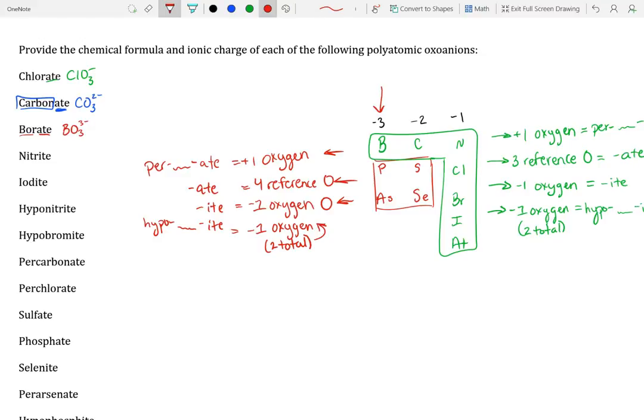Okay, so let's look at nitrite. What's nitrite? They're starting to get a little bit more tricky. Nitrite. So let's identify the root, which is nitr. Sounds kind of like nitrogen.